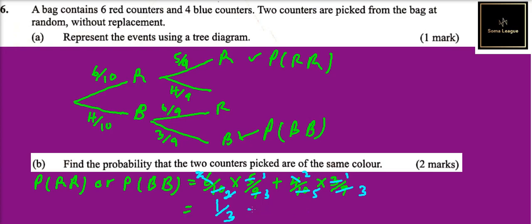So this means that you add 2. This will be 2 out of 15, for which we can get the LCM. We can use this space here. We get the LCM is 15. 15 divided by 3 is 5. 15 divided by 15 is 1. You multiply by 2, and that should give you 7 over 15. So the probability of picking counters of the same color is 7 over 15.